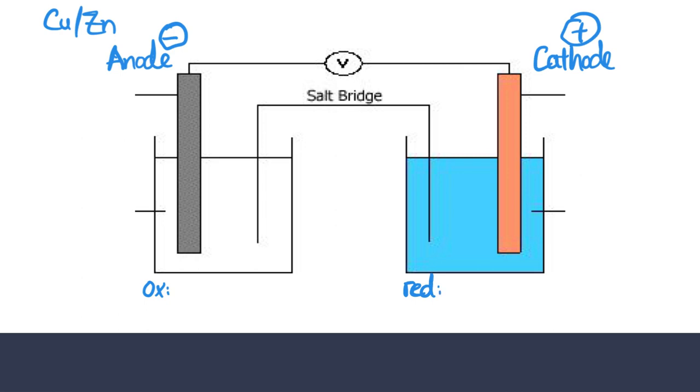Now I need to go to my redox potentials chart and find copper and zinc and figure out which one is the strongest oxidizing agent and which is the strongest reducing agent, because we want this set up so that it is a spontaneous reaction. If you take a look at our table, copper is going to be our oxidizing agent, so it is going to get reduced. And zinc is our reducing agent, so it is going to get oxidized.